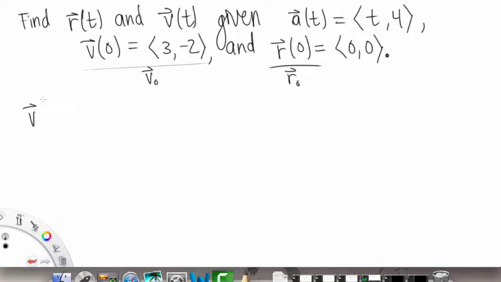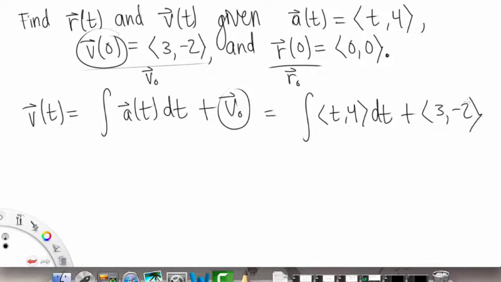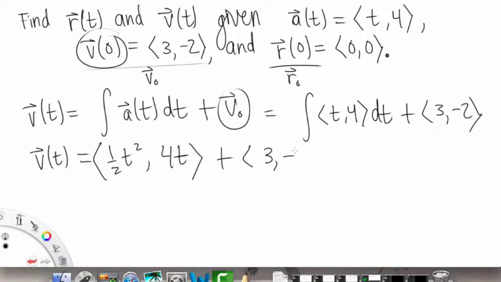So we're going to find our v of t by integrating a of t dt, and then we have this v naught here, which is also the same as v at time equals 0. Okay, so let's plug this in. So we have the integral of <t, 4> dt, and then we have our plus <3, -2>. Then when we integrate, all we do here is get a t squared with a 1/2 in front for our first component, and then we're going to get a 4t, and then we have plus <3, -2>.